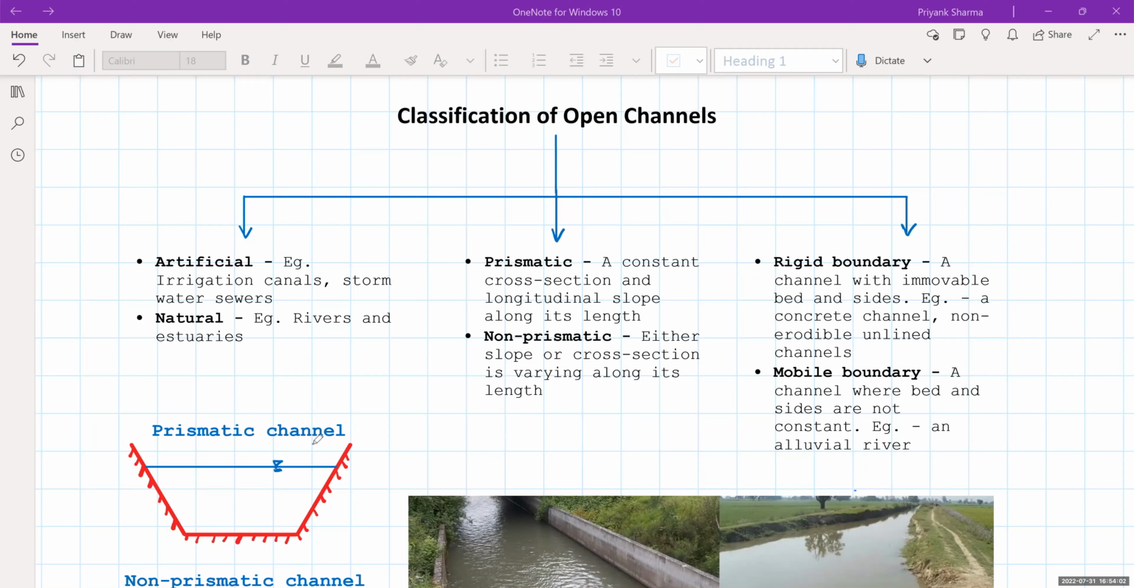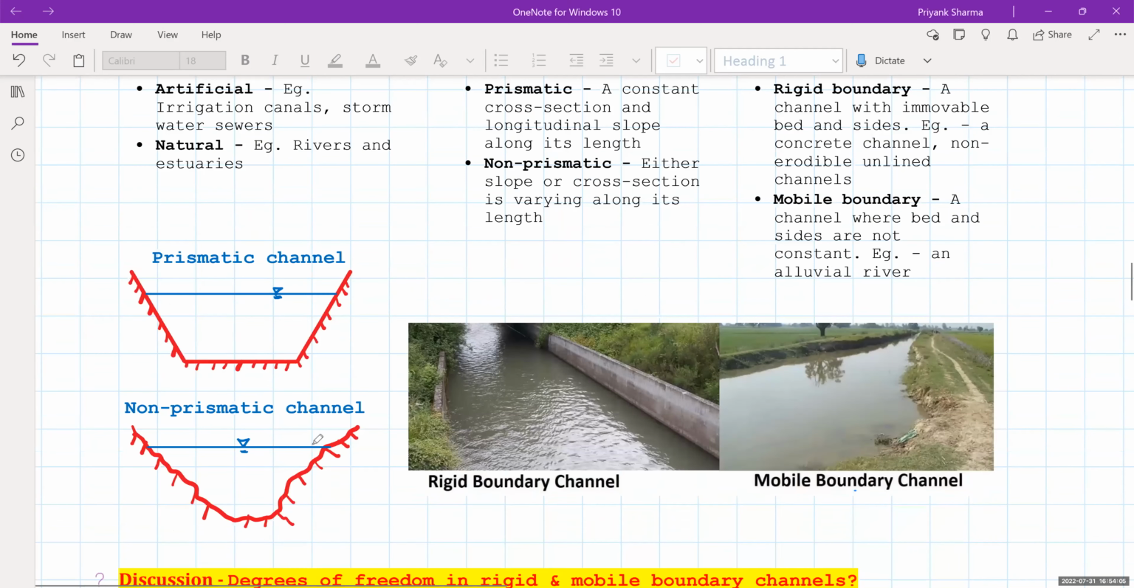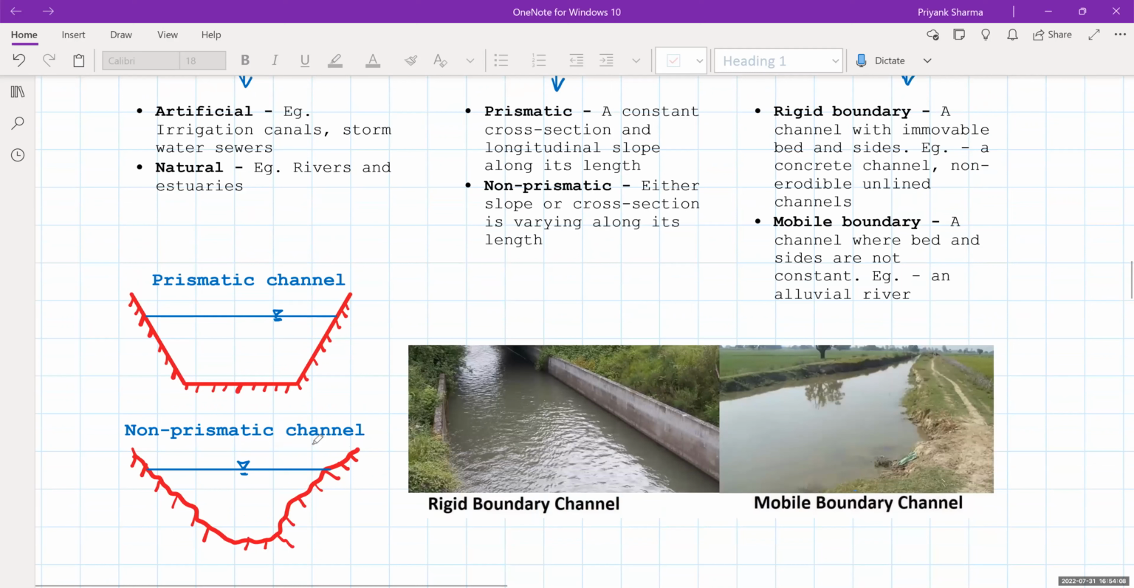Coming to the non-prismatic channels: non-prismatic channels are those channels where either the slope or the cross section varies along the length. So you can see that at section 1 you may have this cross section. At section 2 your cross section may change to this, and again at section 3 you may have a deeper section. So the cross section properties may vary, and it may also be possible that the longitudinal slope may vary. Initially it may have this longitudinal slope, then this, again this. So the longitudinal slope may vary, and that kind of channel is classified as a non-prismatic channel.